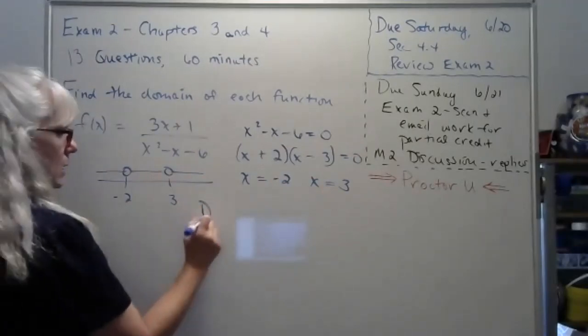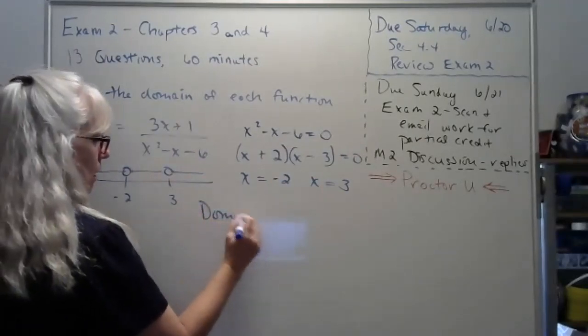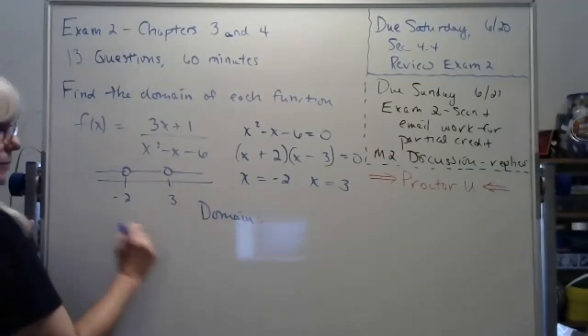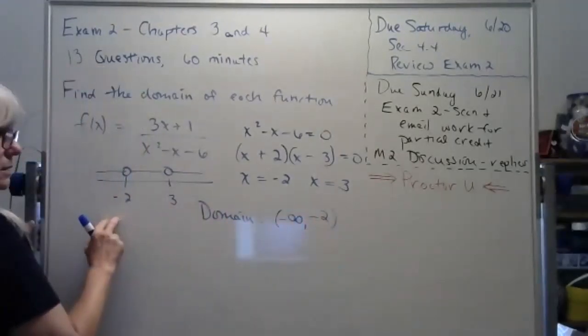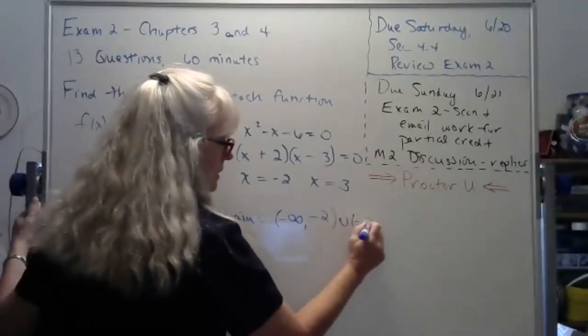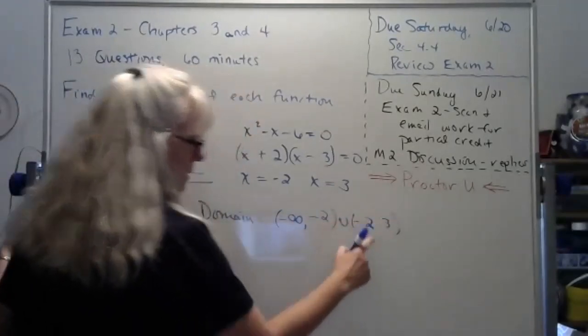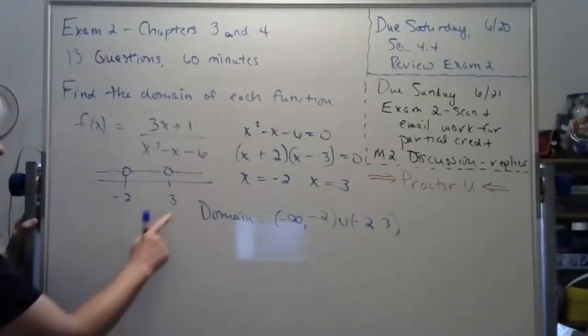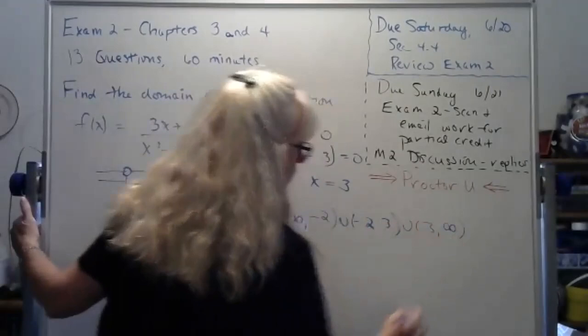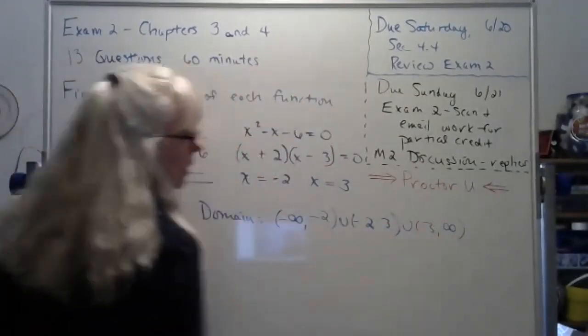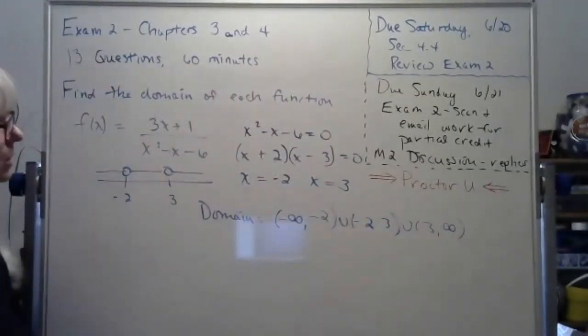So then the domain would go from negative infinity to negative 2. That's that left piece. You also need to remember that piece that's in the middle from negative 2 to 3, and that's the piece that people tend to forget. And then you also need from 3 to infinity. So you have one interval that matches each portion of the graph.